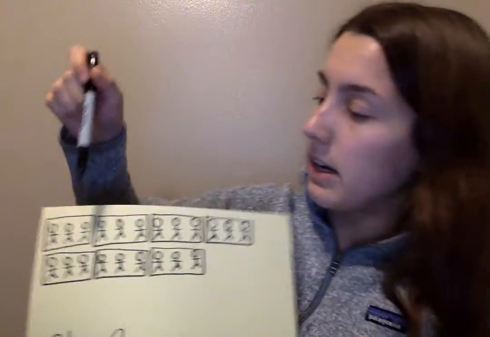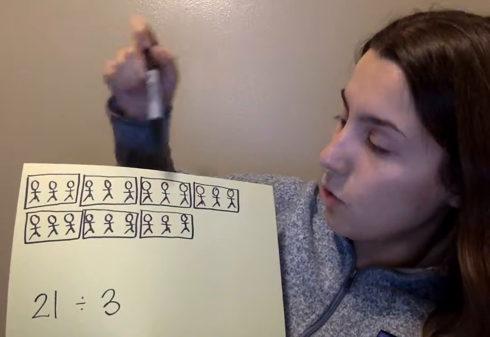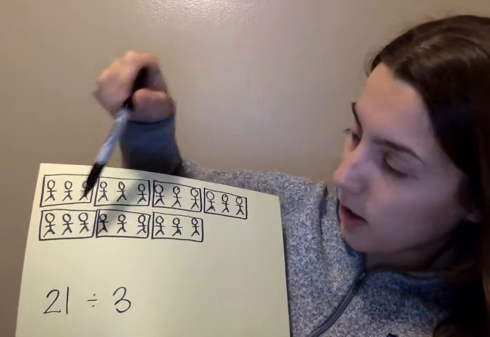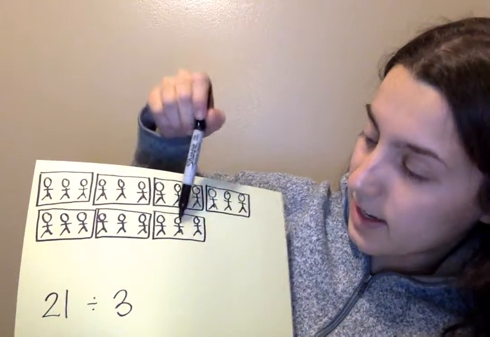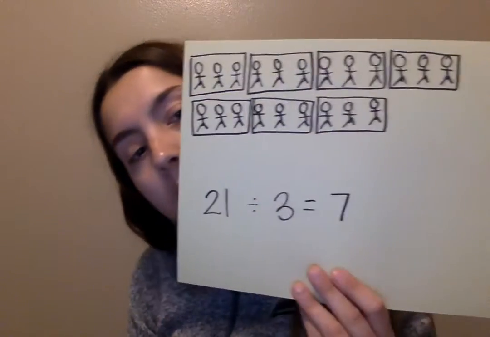So I can now count and see how many vans we need. 1, 2, 3, 4, 5, 6, 7 vans. So 21 divided by 3 is 7. That is the answer to our first equation.